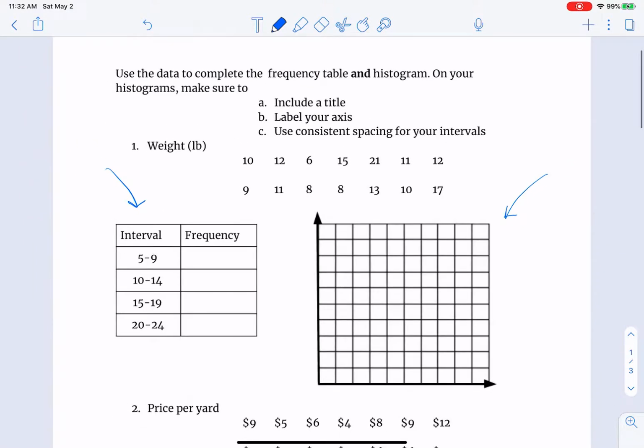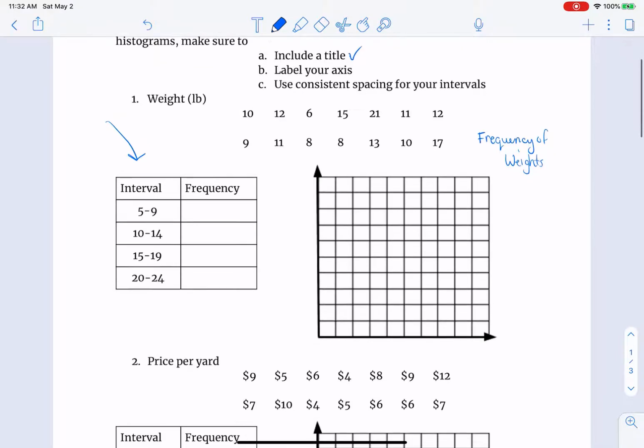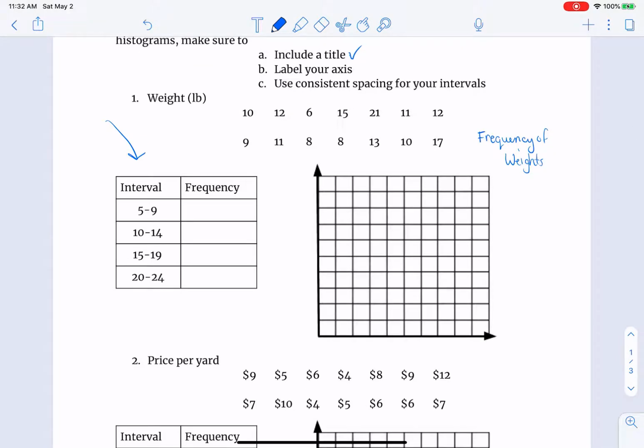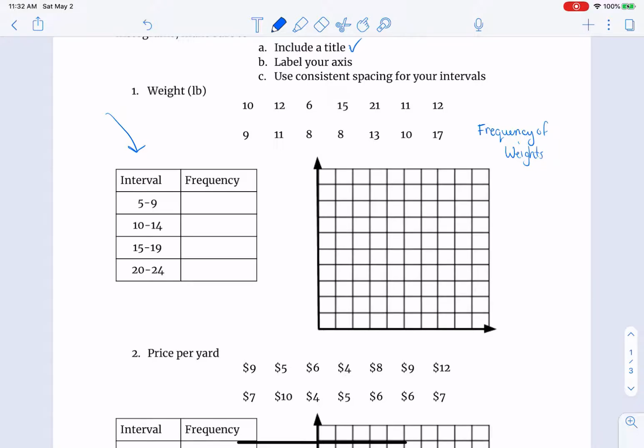So let's go ahead and give it a title right now before we forget. So the title, it's going to be frequency of weights. So we got the title done. The second part is to label our axes. So the horizontal axis, the x-axis, would be the intervals, and the vertical axis, the y-axis, would be the frequency.